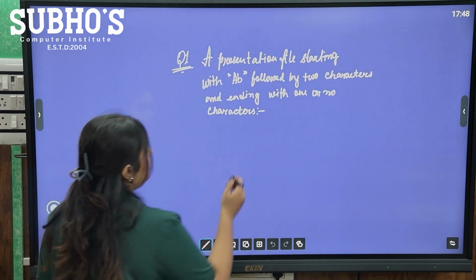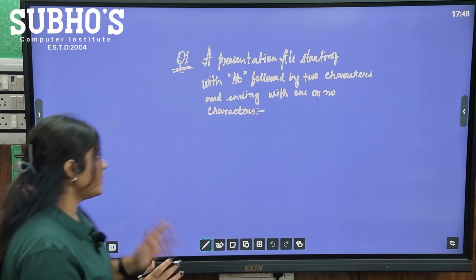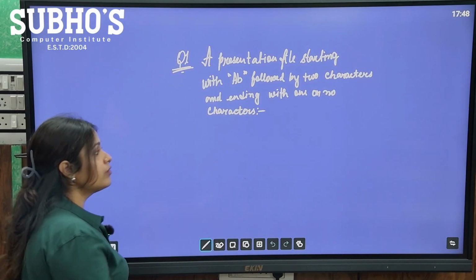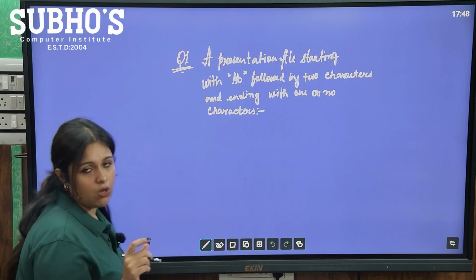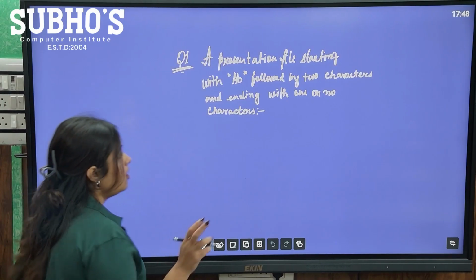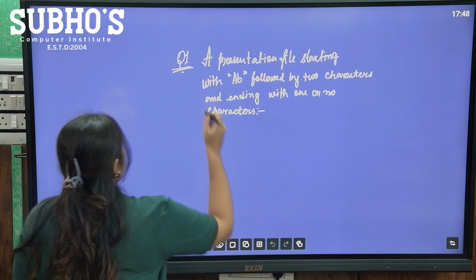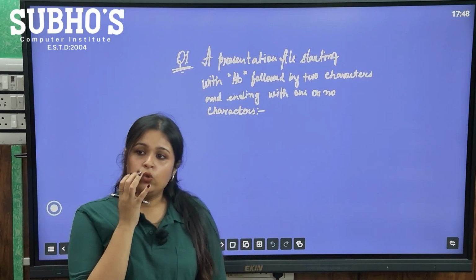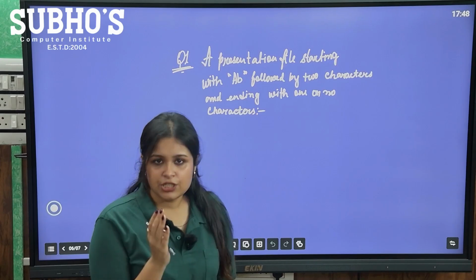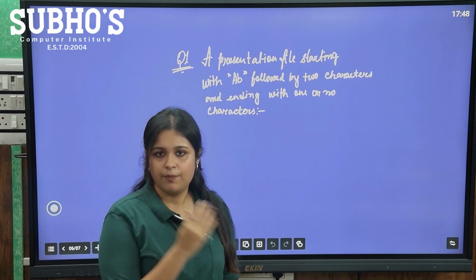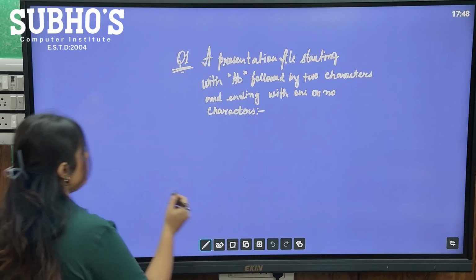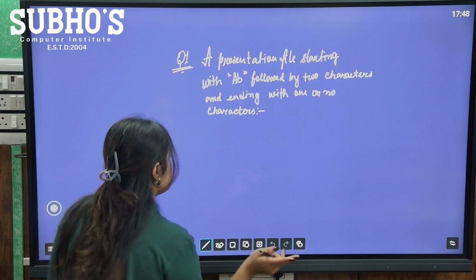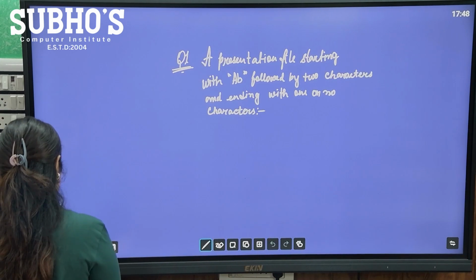Okay, I have prepared a question here. Let's read it out. A presentation file starting with AB followed by 2 characters and ending with 1 or no characters. Now this is interesting. When we talk about a presentation file, it's very important that we know the extension of a PowerPoint presentation file. Now, you might ask me what an extension is, or you might not remember what an extension is. I'm going to go back and talk about it.